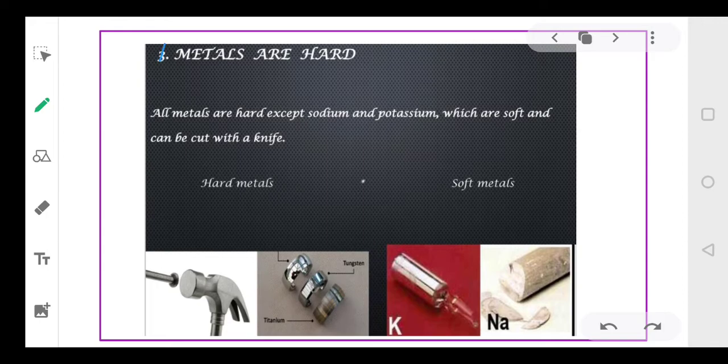Metals are hard, except sodium and potassium. These two metals, dear students, are so soft. We can cut them with a knife.